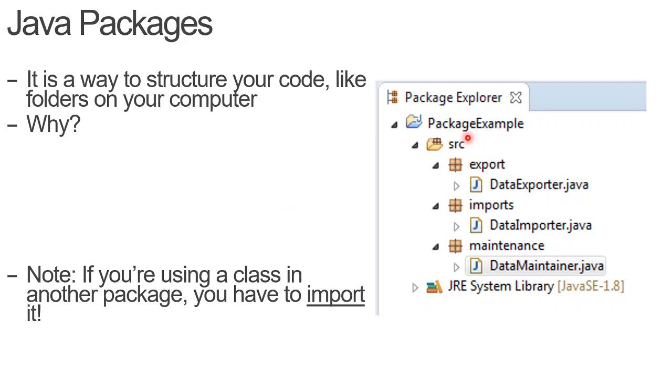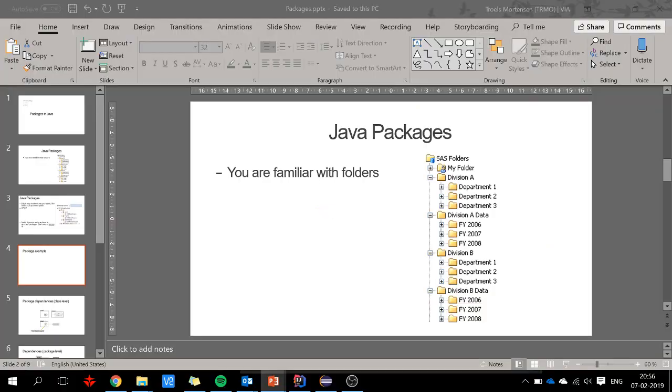Okay, so in this example here, this is Eclipse. When I create a new project, I've called it package Intellij here, you automatically get a source folder, and inside the source folder I have created a package called export, marked with this icon here, and inside the export package there is a data exporter class, right? I also have imports and maintenance with classes inside. Okay, so let's take a look at how this works.